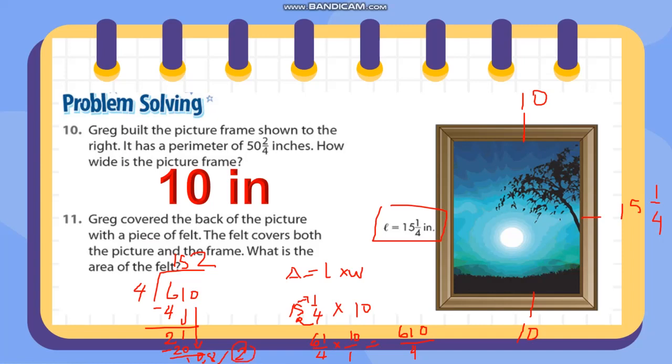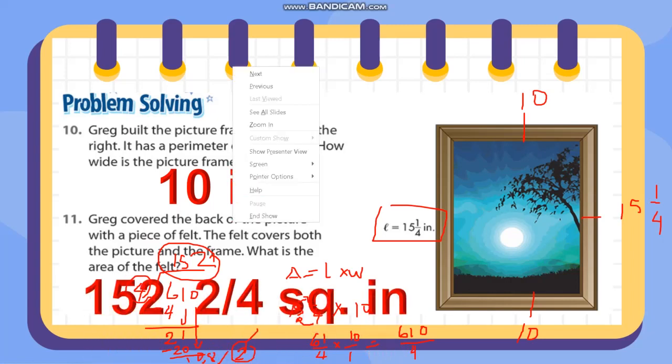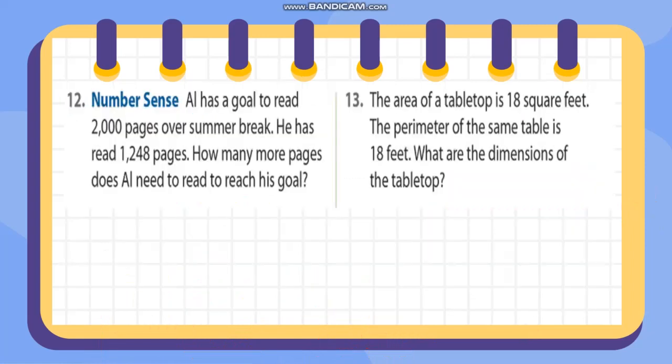So my final answer now is 152. The 2, your remainder, becomes your numerator, and your divisor becomes your denominator. So the answer is 152 and 2/4 square inches. So that is the area. Let me continue. Number 12.